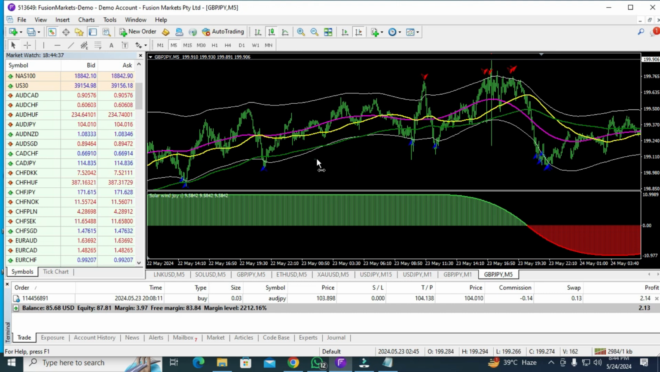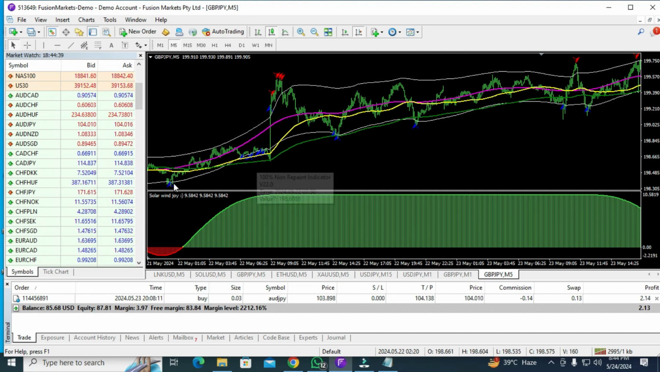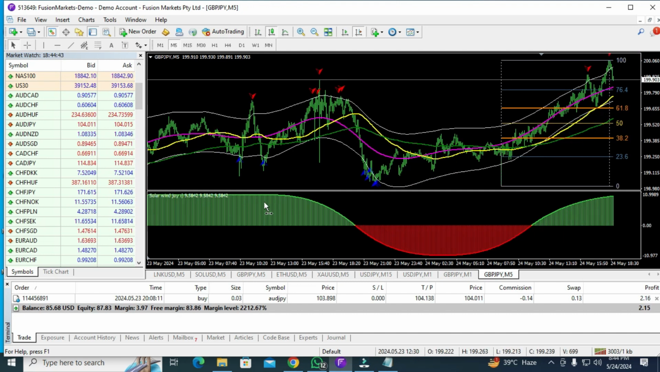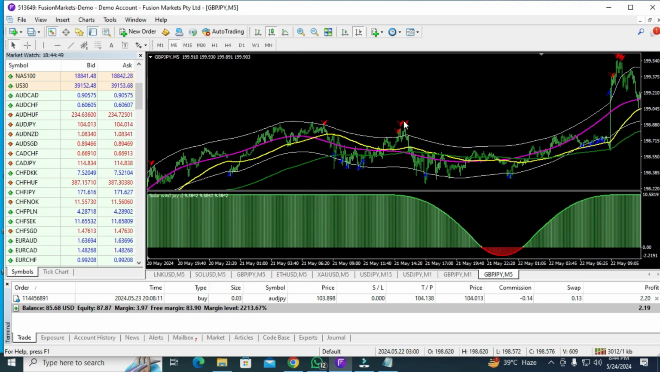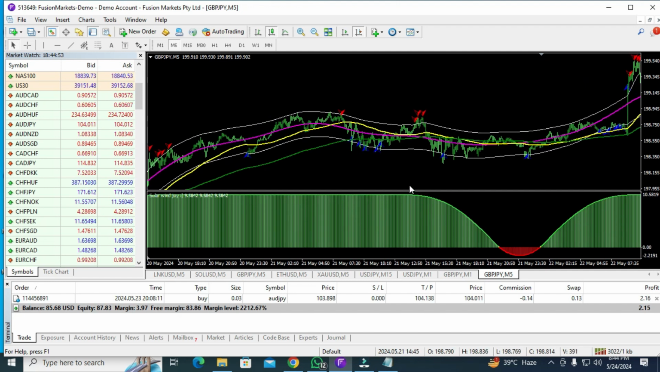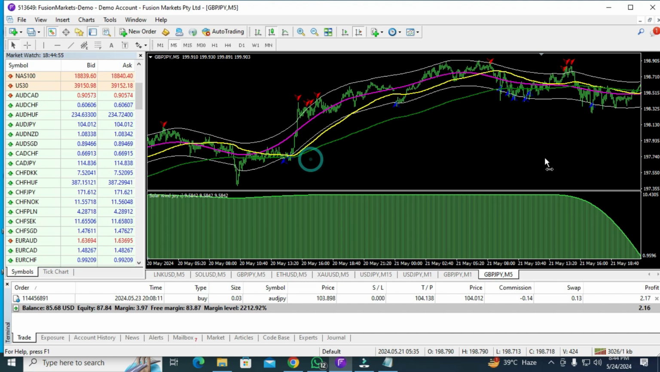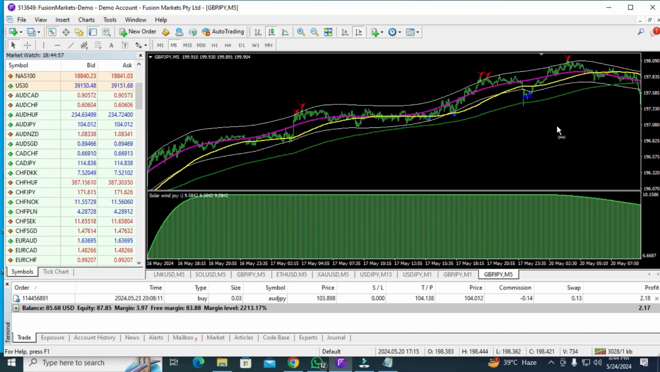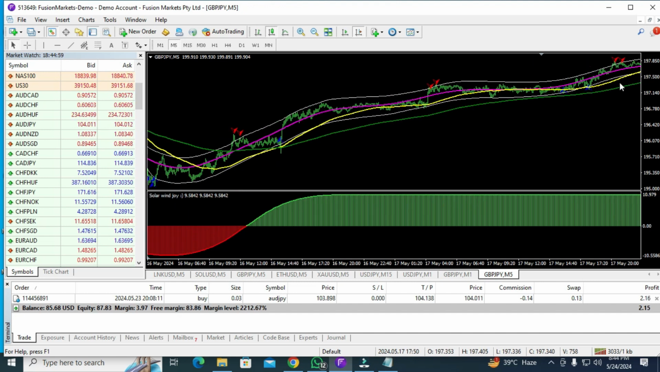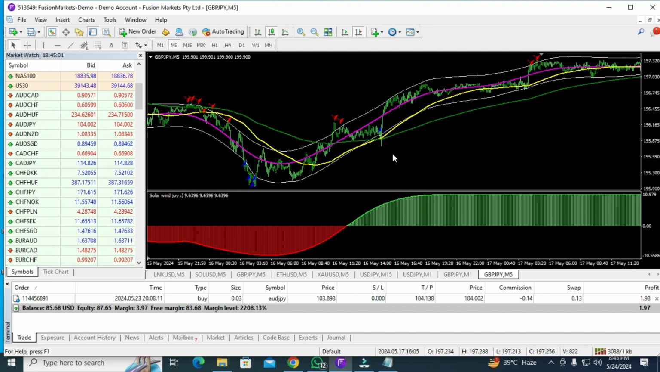Like you got the buy signal first, second, third, fourth, fifth, sixth. You got 6 trades here, and all 6 trades are profitable. You can see this is the 7th one profitable, the 8th one profitable, then the 9th, 10th, 11th. This is the 12th. This is the 13th trade, and all 13 trades are profitable.